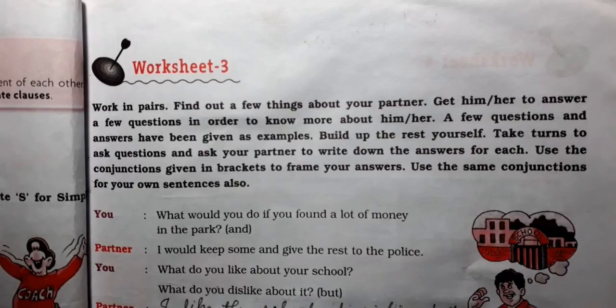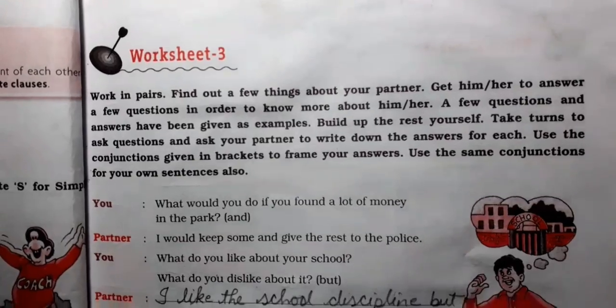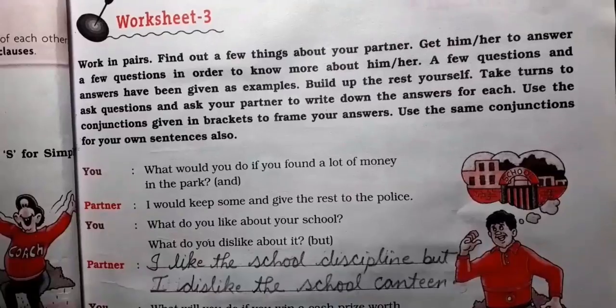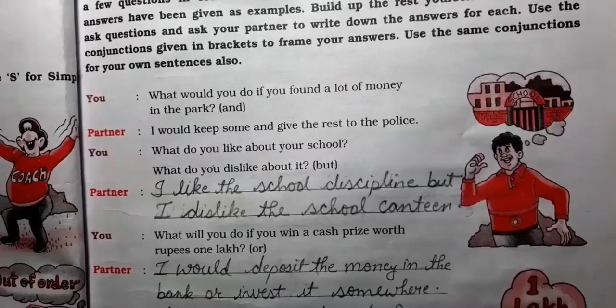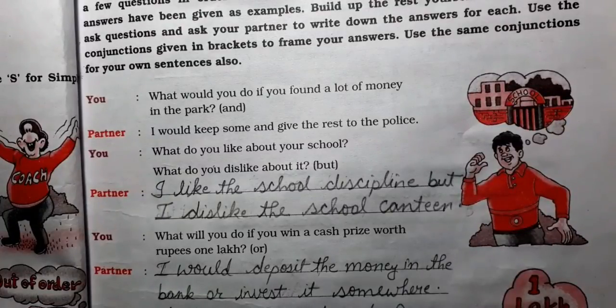Also, you. What would you do if you found a lot of money in the park? Partner. I would keep some and give the rest to the police. You. What do you like about your school? What do you dislike about it? Partner. I like the school discipline but I dislike the school canteen. You. What will you do if you win a cash prize worth rupees 1 lakh? Partner. I would deposit the money in the bank or invest it somewhere.